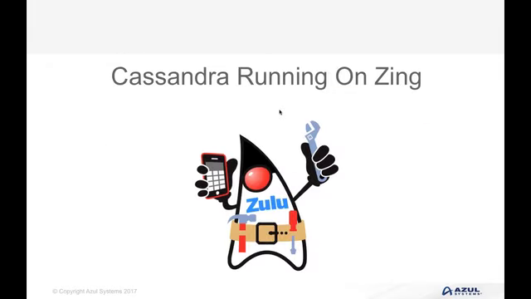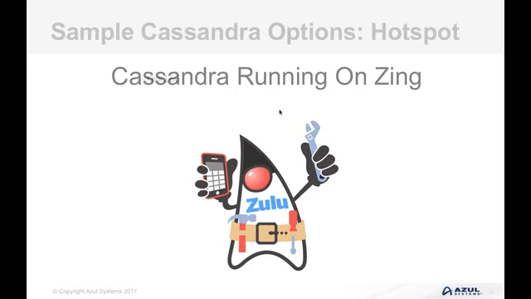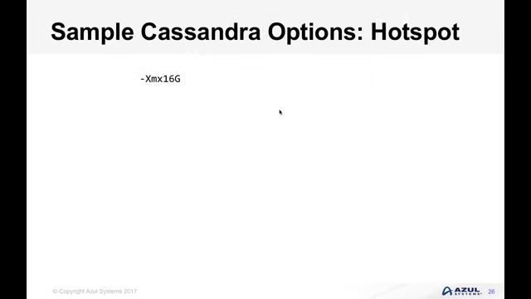So let's talk a little bit about Cassandra running on Zing and look at some real world examples of how this actually changes. The first thing is, let's look at the typical tuning that has to be done with HotSpot. It's interesting because in the poll earlier, I asked whether people had to use a number of tuning options to eliminate or alleviate the pauses that they get with the VM.